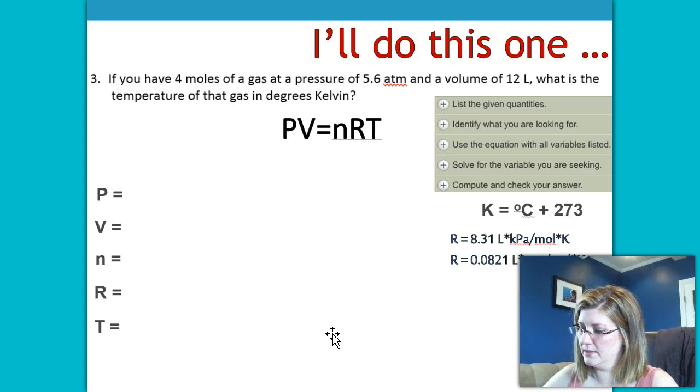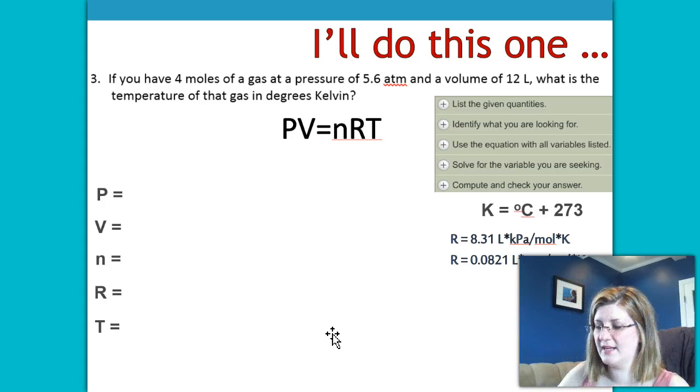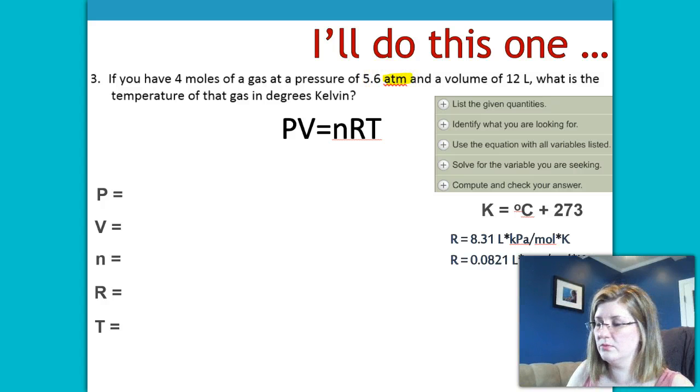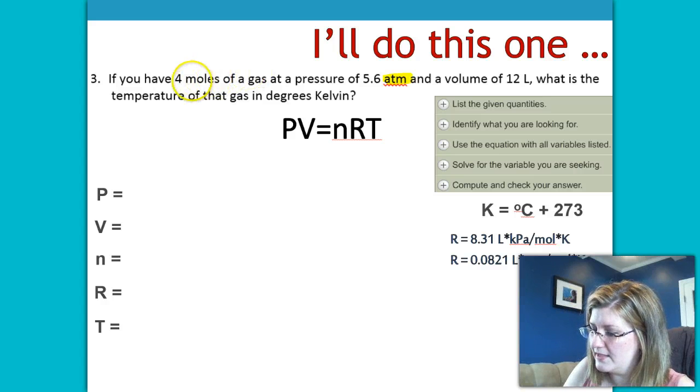And so on. Okay, problem says, if you have 4 moles of a gas at a pressure of 5.6 atm and a volume of 12 liters, what's the temperature of that gas in degrees Kelvin? So we can go ahead and identify our units. Our units will lead us to our assignment of variables. So we have ATMs, we have moles, and we have liters. That means that we know, first and foremost, 4 moles is going to be our N value.